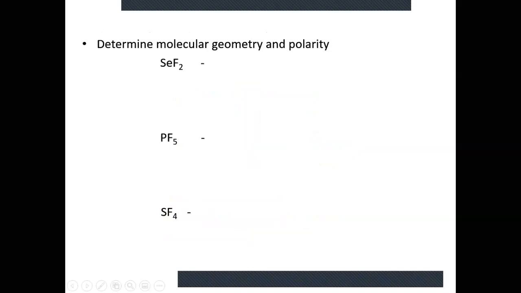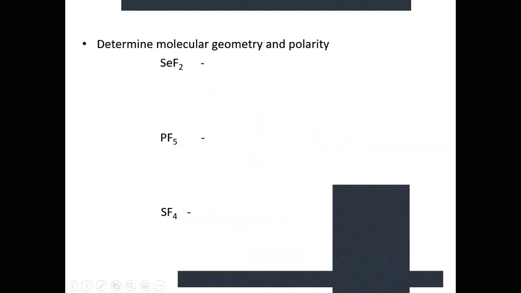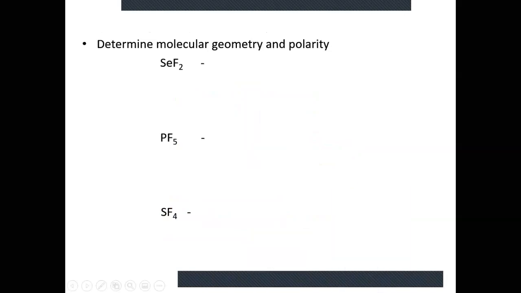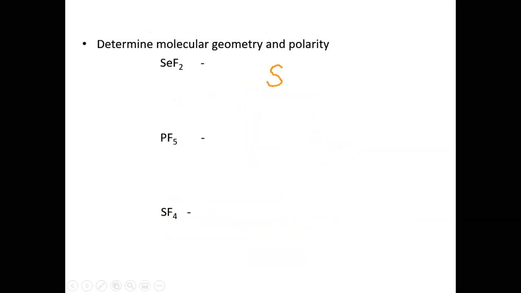Now we want to look at SeF2. Let me draw that one. So Se. Again, it's very important you know how to draw the Lewis structures, because then you can identify the right geometry and the right polarity. So here we have SeF2.